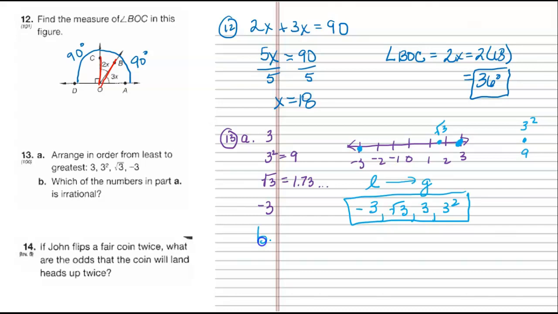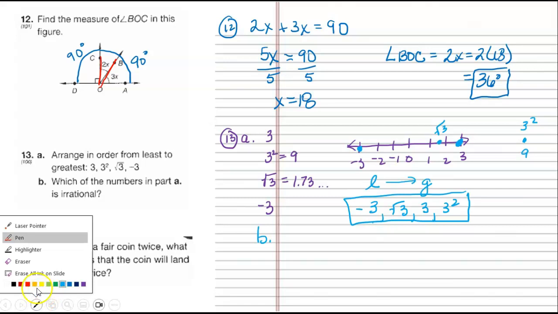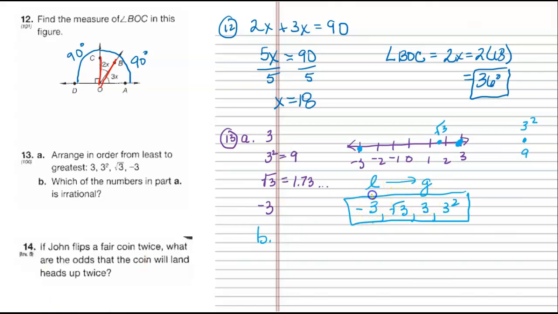And then B, which of these is irrational? It's almost easier to find out which ones are rational. I know that negative 3 is an integer, so it's rational. Integers are rational. I know that 3 is an integer and it's rational. I know that 3 squared, which is 9, is an integer and it's rational. Square root of 3 is irrational. It cannot be written as a fraction or as a repeating decimal.